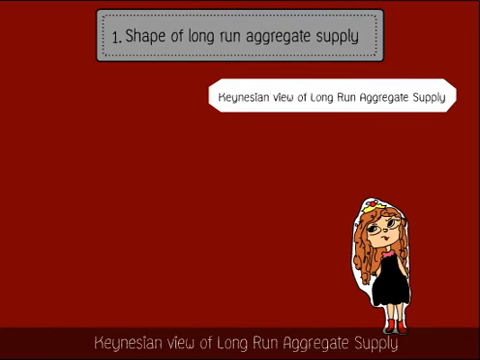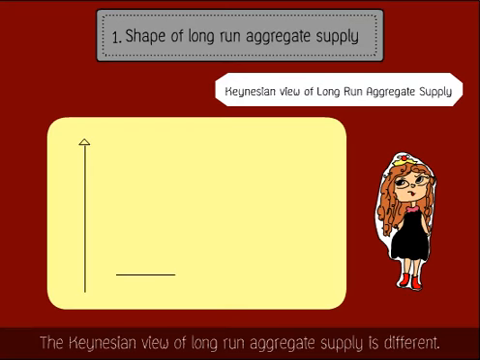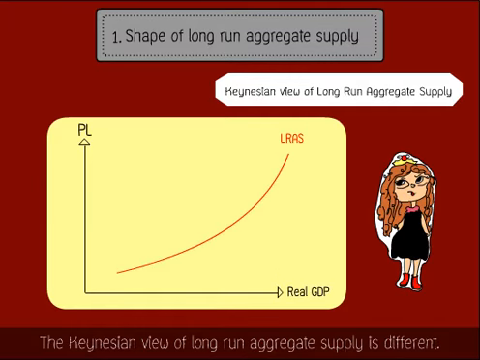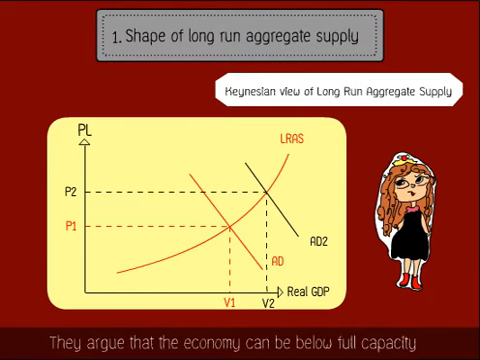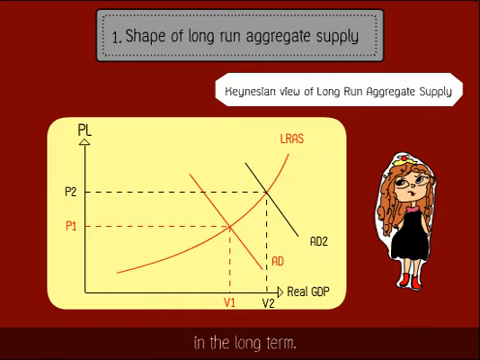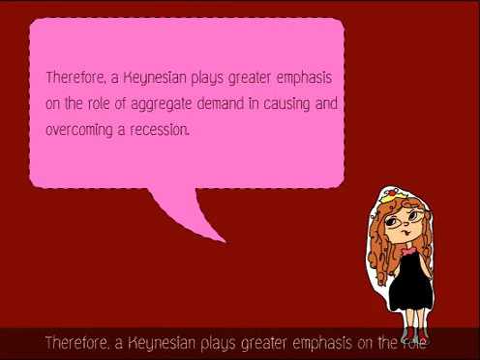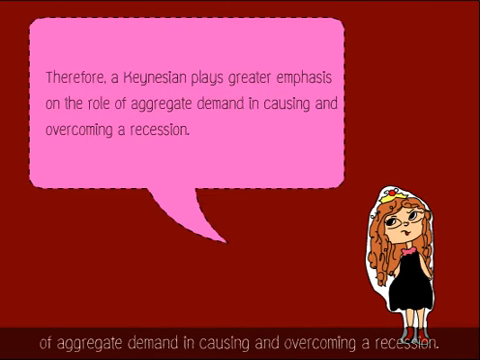Keynesian view of long-run aggregate supply. The Keynesian view of long-run aggregate supply is different. They agree that the economy can be below full capacity in the long term. Therefore, Keynesians place greater emphasis on the role of aggregate demand in causing and overcoming a recession.